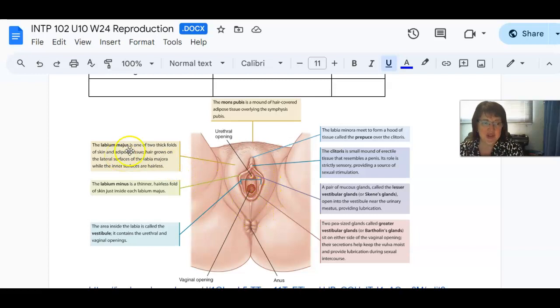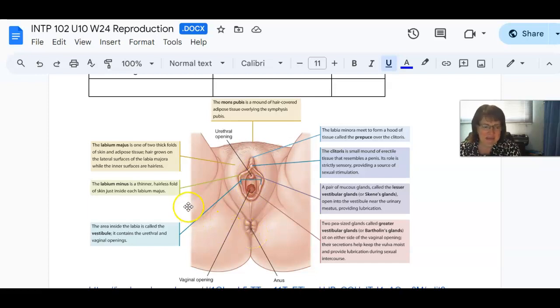You've got two lips or two folds. So labium means lips. You have the labia majora, which is the larger one, the thicker one. And then you have the labia minora, which is the thinner one on the inside. You have the clitoris at the front. And the clitoris is the sensitive button, as it's called in female novels. This is where it's sensory, and it will be the source of sexual stimulation. Then you've got the urethral opening, the vaginal opening, and the anus.